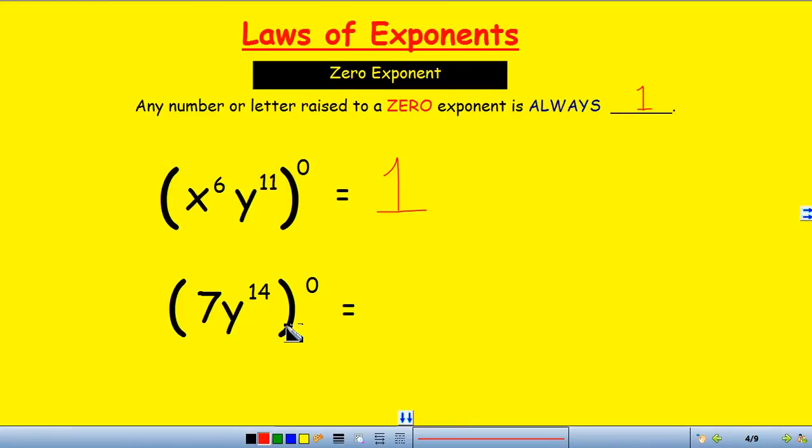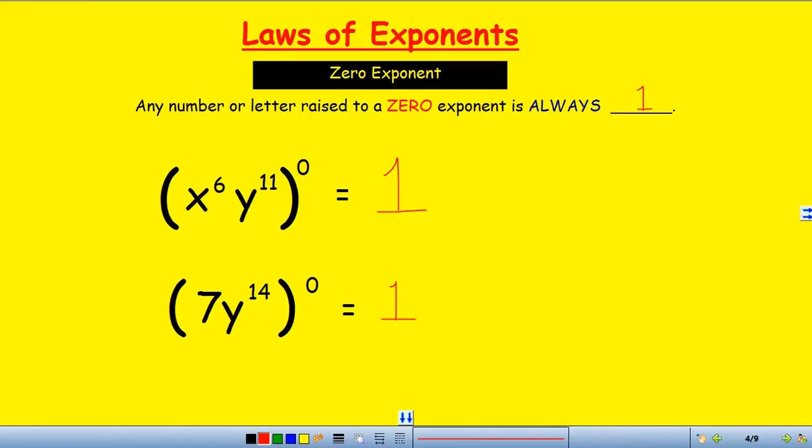Let's look at the second problem. We have 7 times y raised to the power of 14, and all of this is raised to the power of 0. So what would the answer be? You got it. It is the number 1.